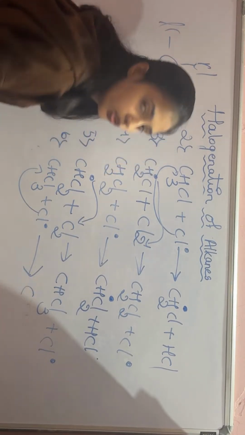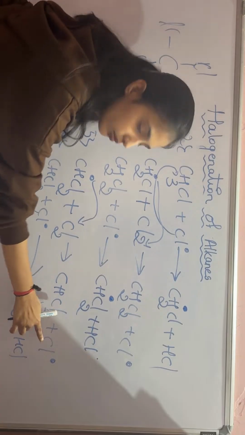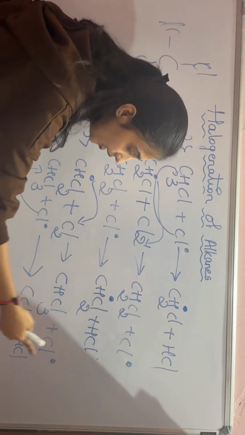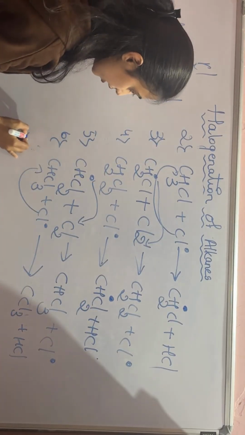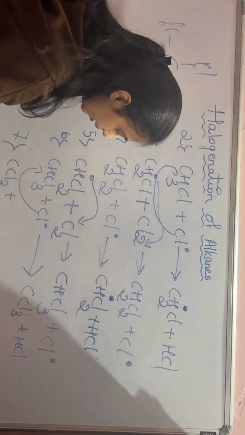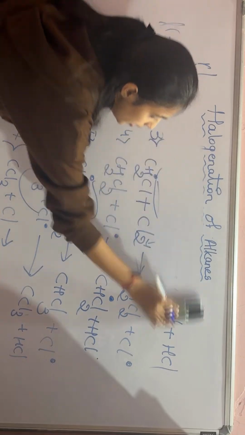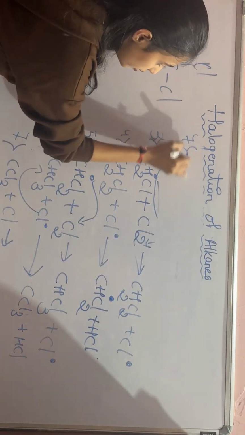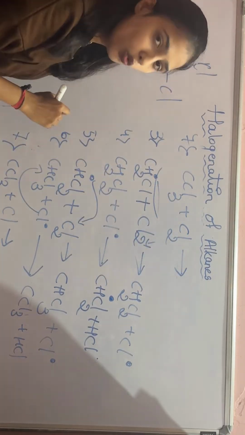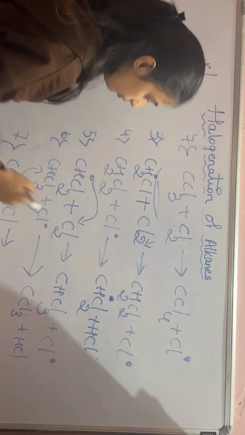Now what happens? CCl3 plus HCl. Now you have to understand: HCl, Cl free radical, HCl, Cl free radical, again HCl. Now at the 7th step, your CCl3 plus HCl is completed, then take new Cl2. If it is not visible, I'll write it here. In your 7th step, CCl3 plus your fresh Cl2. Now what happens? CCl4 plus your Cl free radical.